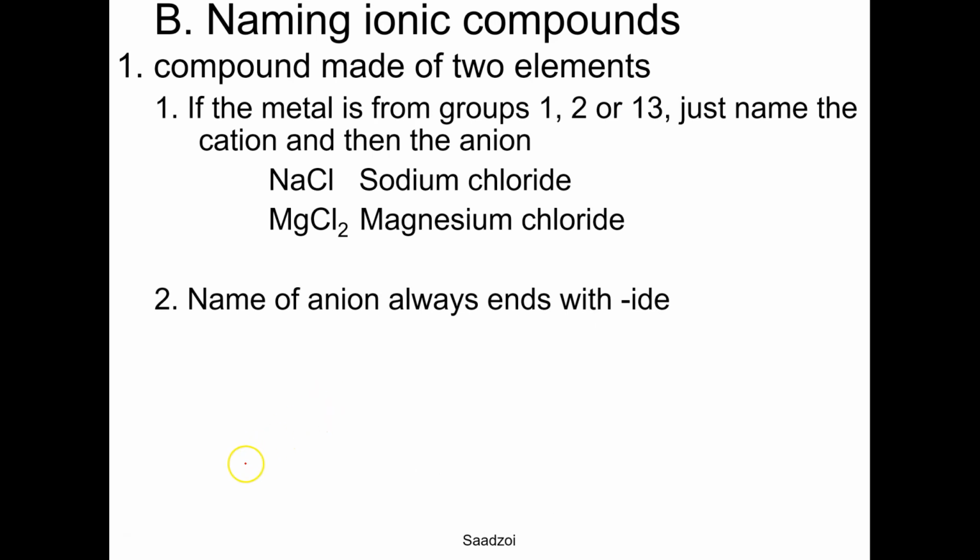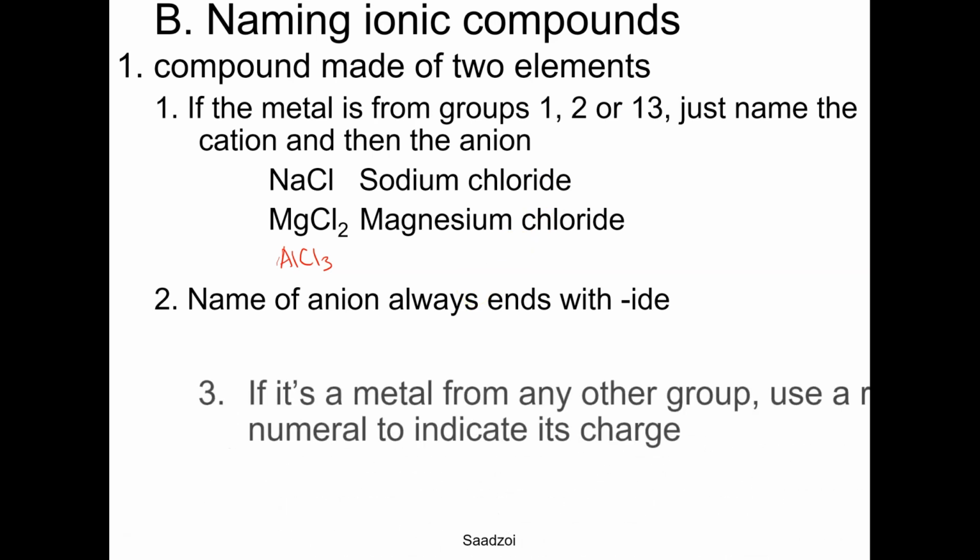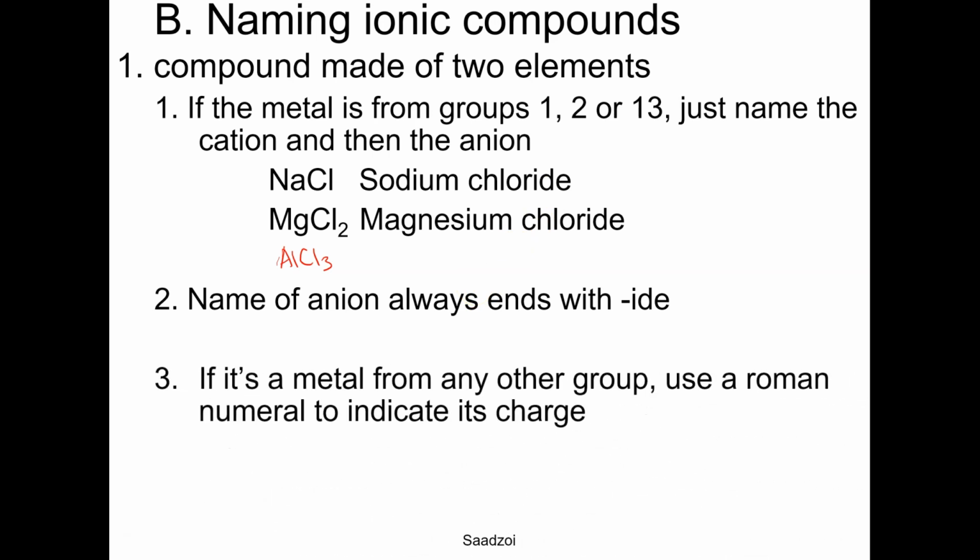You could also do, hypothetically, one more. AlCl3 would be aluminum chloride. Same logic. You don't need to do any kind of thinking because it's group 13. The name of an ion always ends with -ide. That's a common rule. If it's a metal from any other group, use a Roman numeral to indicate the charge.